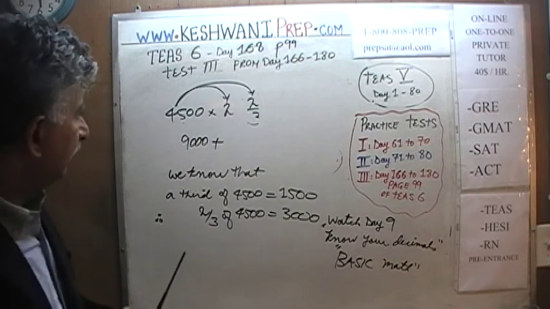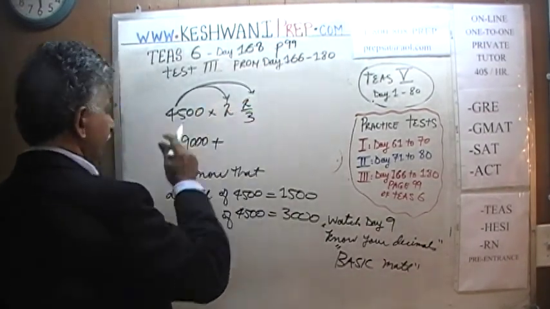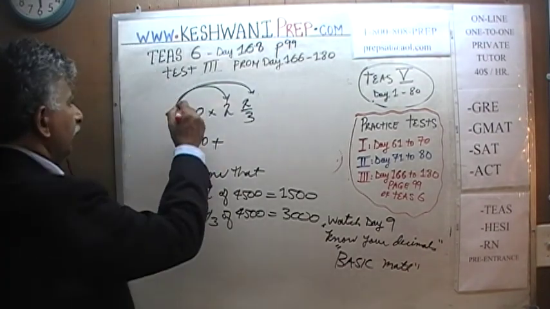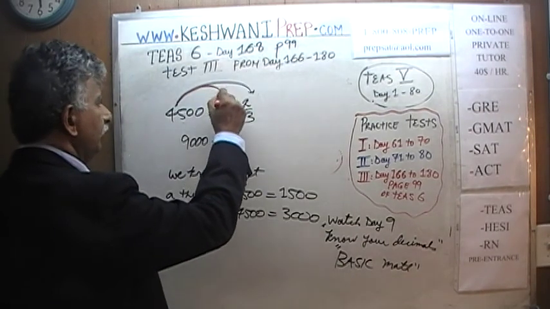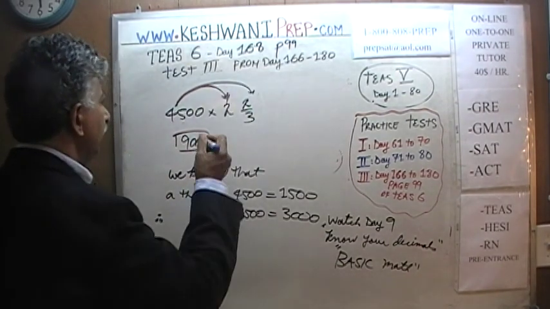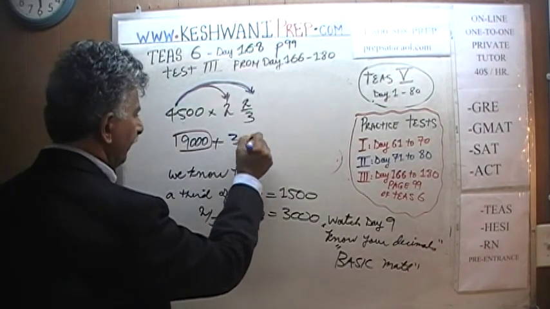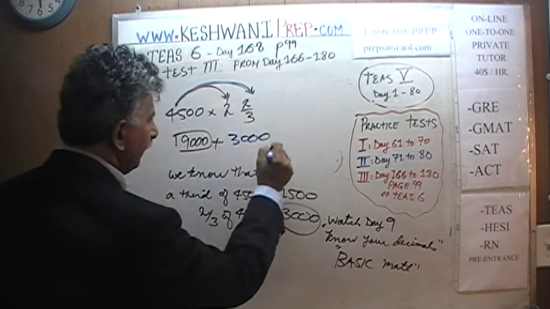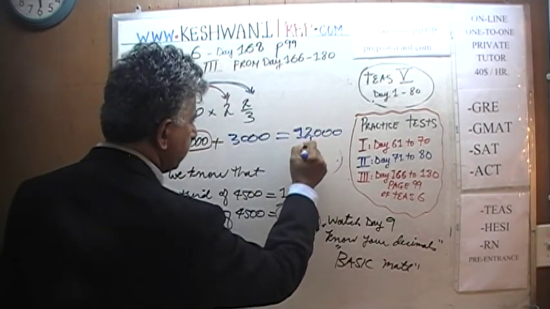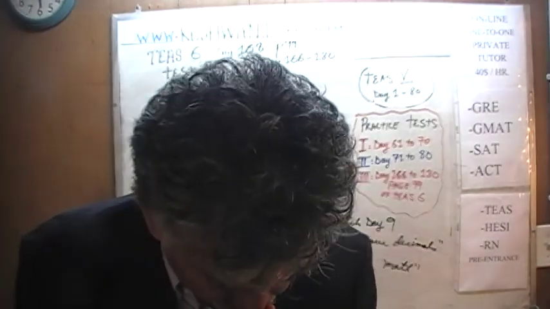So we did that. First we did 4,500 times 2, and we got 9,000. And now we find out that 4,500 times 2/3 is 3,000, right here. Therefore, the answer is, I must have walked 12,000 feet.